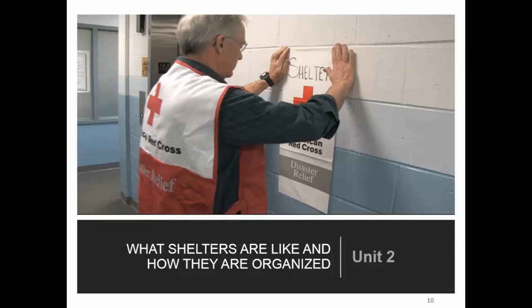Practice setting up the registration area so that clients are processed efficiently and can share their personal information with registration workers in privacy. Identify internal and external signage. Explain how to set up and organize dormitory space. And describe the characteristics of an effective feeding area.